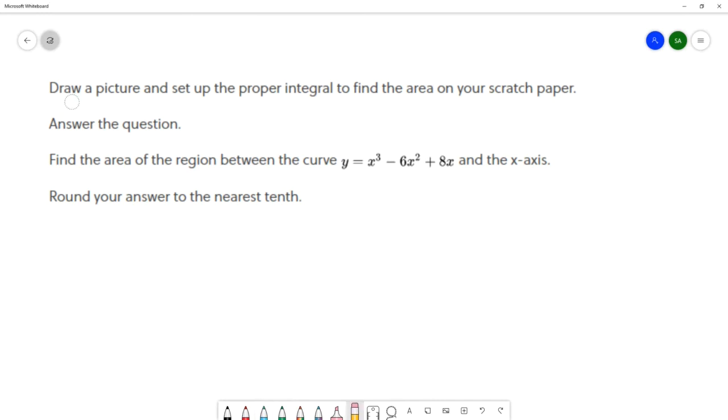For this question, we want to draw a picture and set up the proper integral to find the area. We're going to answer the question as well, which means we're going to actually calculate the integral.